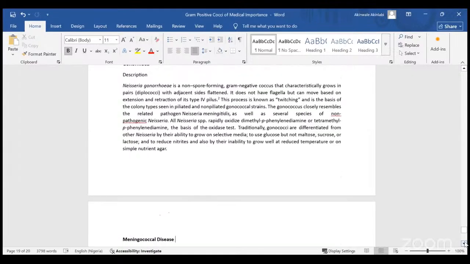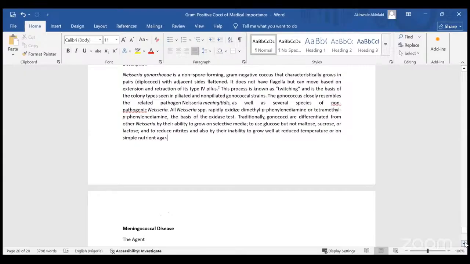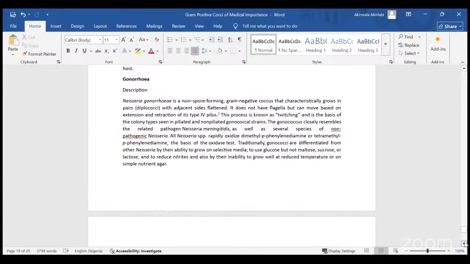Neisseria gonorrhoeae is a non-spore forming gram-negative coccus that characteristically grows in diplococci, in pairs rather, and what is a pair is diplococci. Adjacent sides are flattened. It does not have flagella, which means that it's not motile.